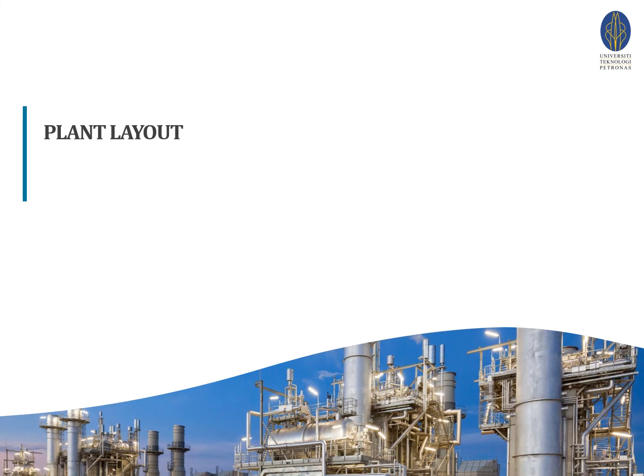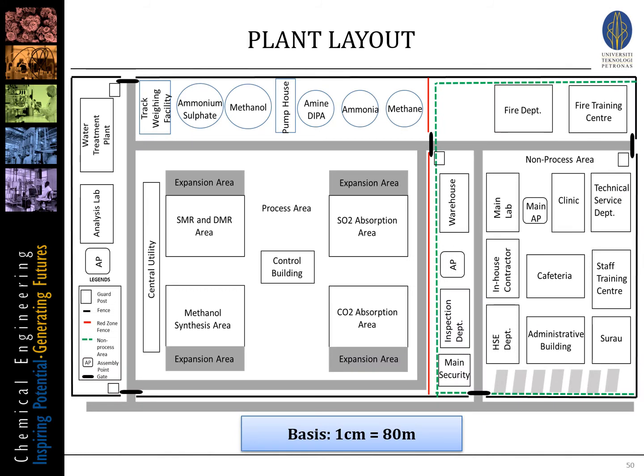Thank you, Imran, for your HAZOP presentation. Now I will proceed with the plant layout. Plant layout consists of two main areas, which is the process area and the non-process area. For the non-process area, this area has the least potential hazard for workers, and the area should be located at the distance of at least 60 meters away from the process area.